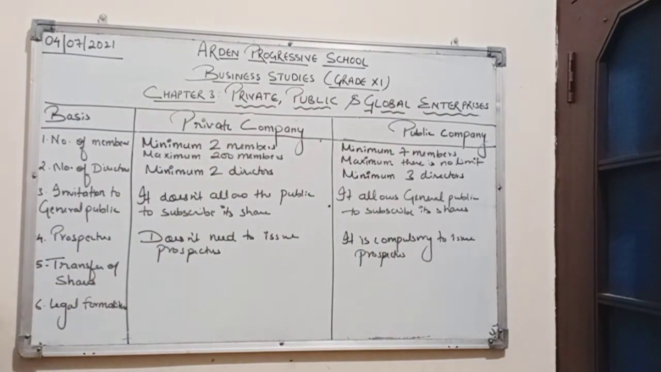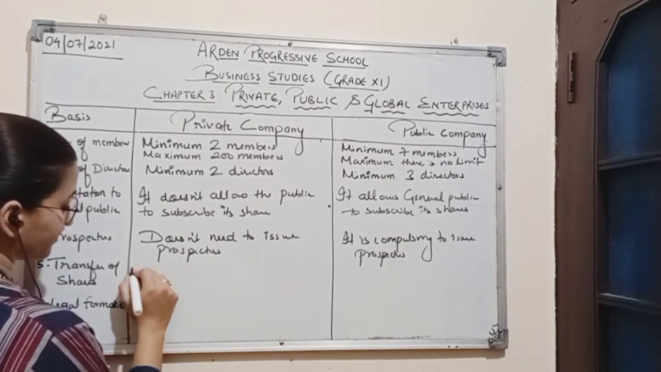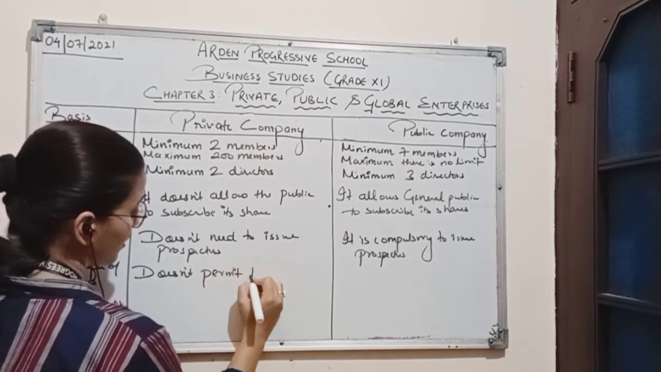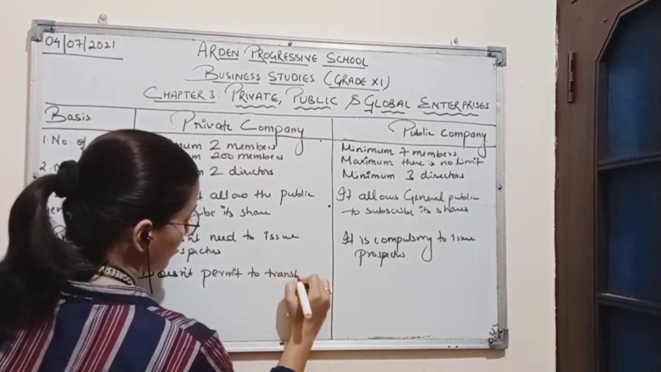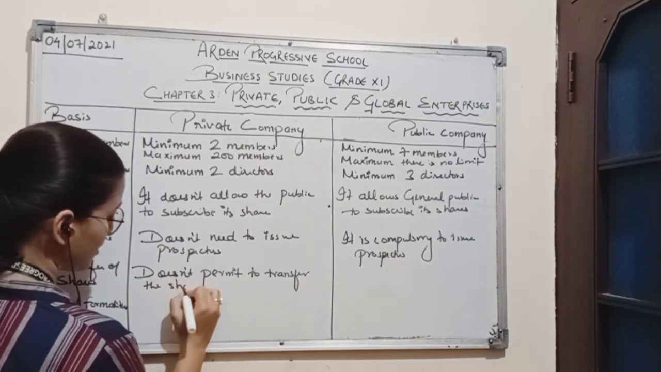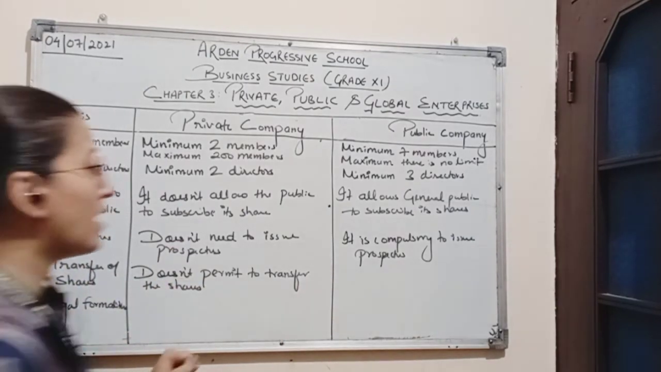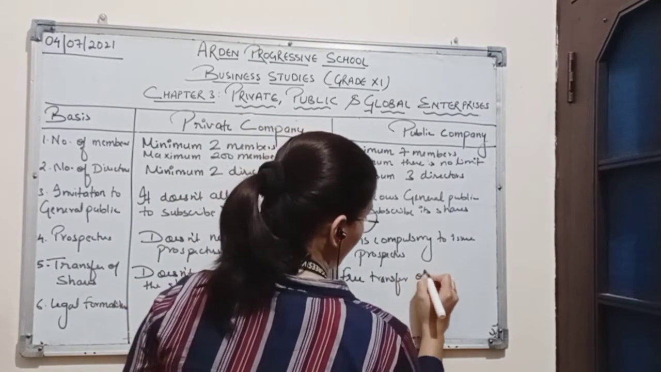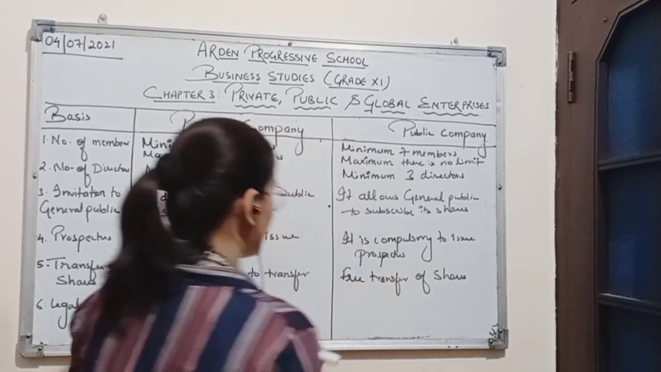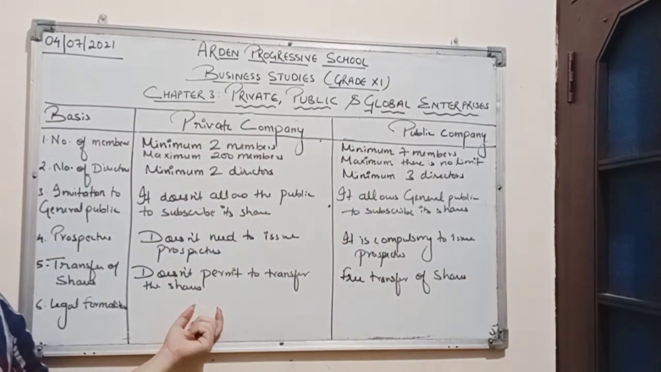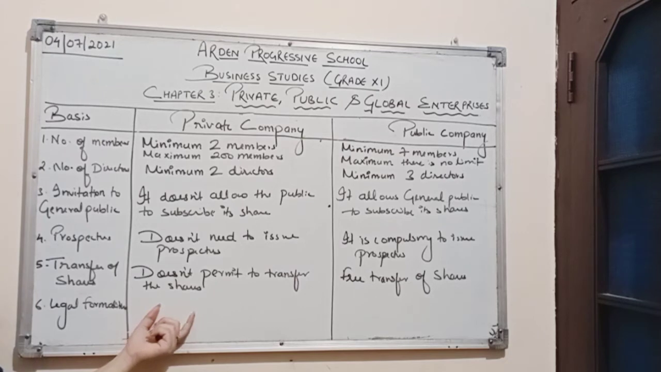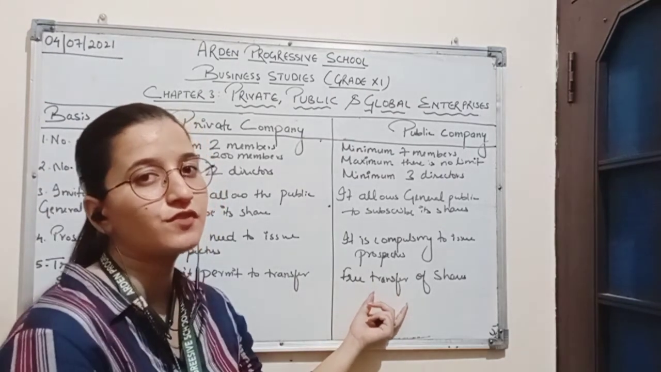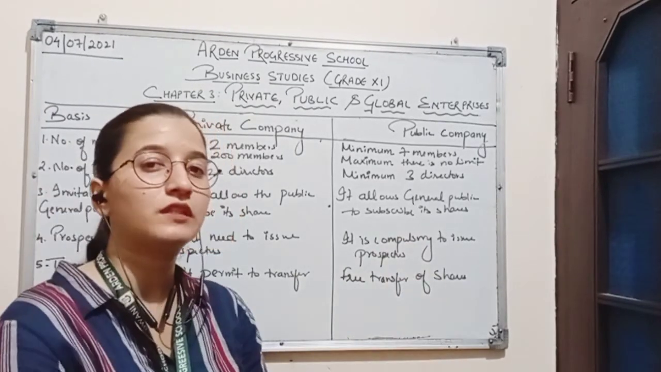Transfer of shares. A private company does not permit transfer of shares, whereas in a public company there is free transfer of shares. So the shares of a private company cannot be transferred to any third party, whereas there can be free transfer of shares of a public company to a third party.